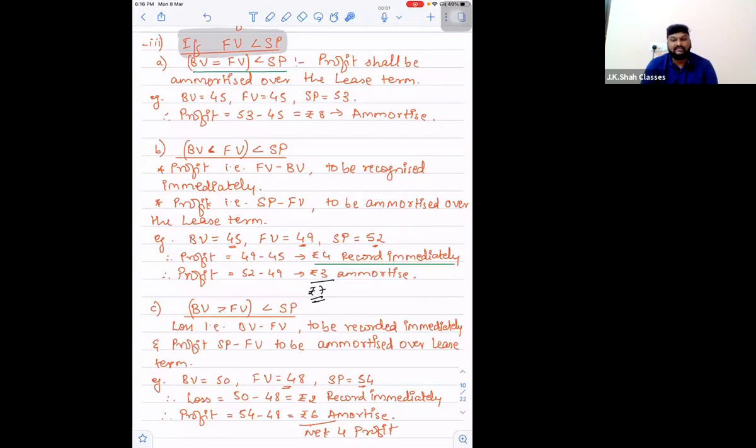So let us see the first case. In the first case, the WDV of the asset, that is the book value of the asset, and the fair value are the same. They both are the same, and the selling price is greater than both of them.